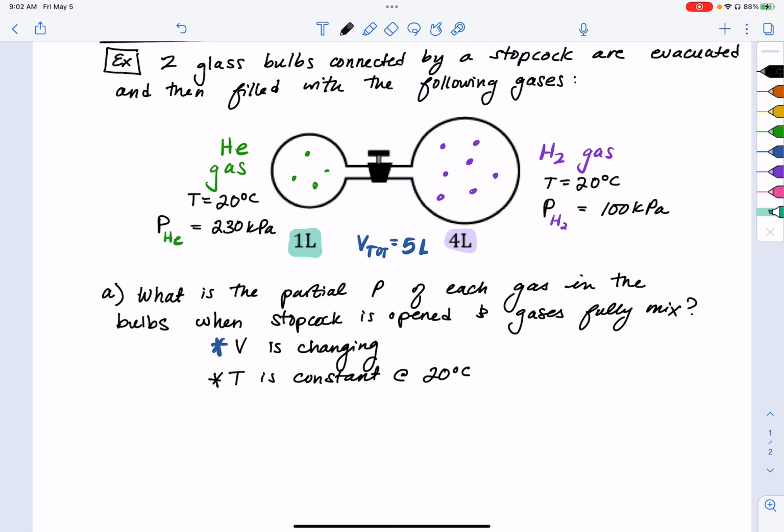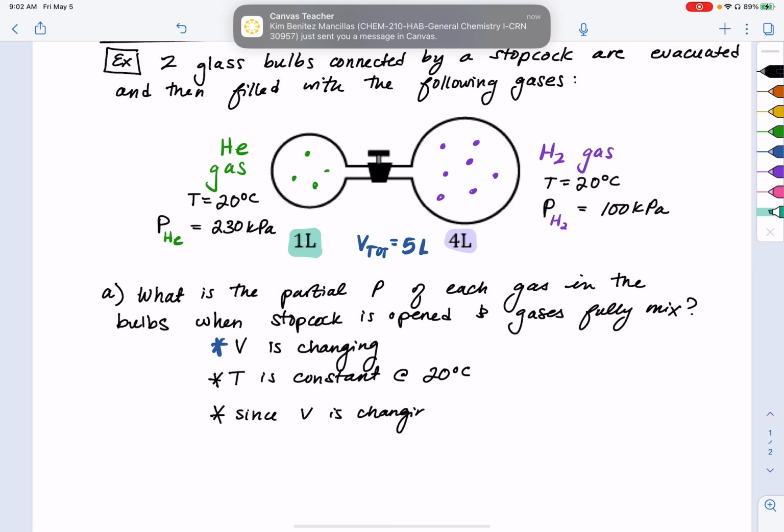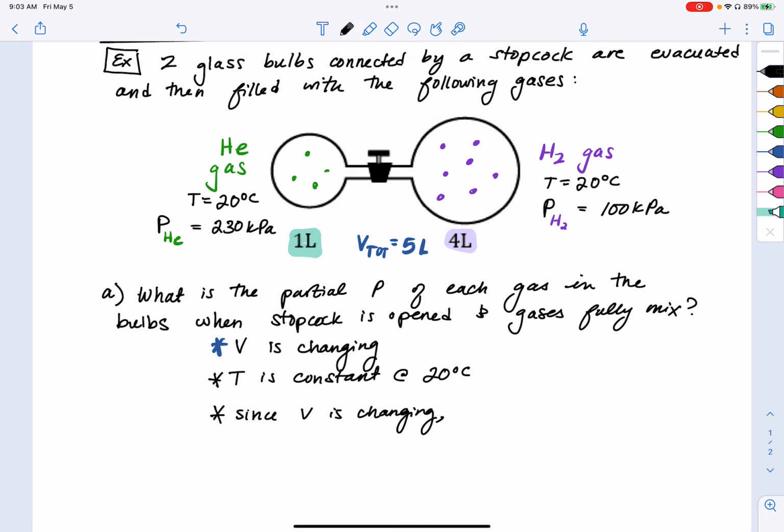Okay, we've got pressures. So the pressure of hydrogen gas is going to change from 100 kilopascals because there's going to be a change in volume. Same deal with the helium. So since the volume is changing, pressure changes, because we know that pressure and volume are related in an inverse manner.